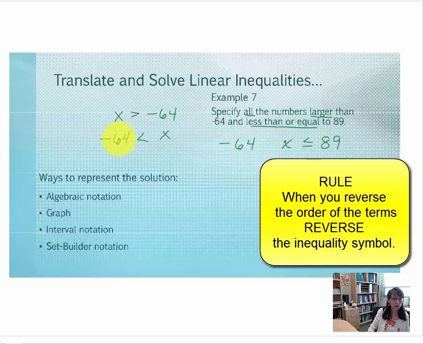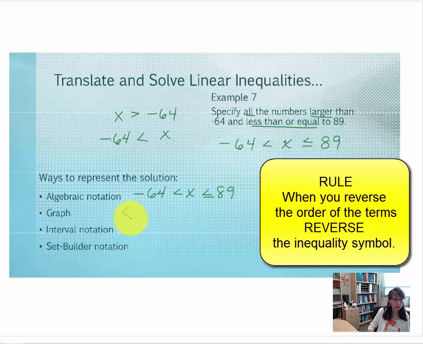So now the order is matching what I have written over here, and I can clearly see that the less than symbol needs to be used to fill in. So our algebraic notation is in a compound format. Negative 64 is less than x is less or equal to 89.